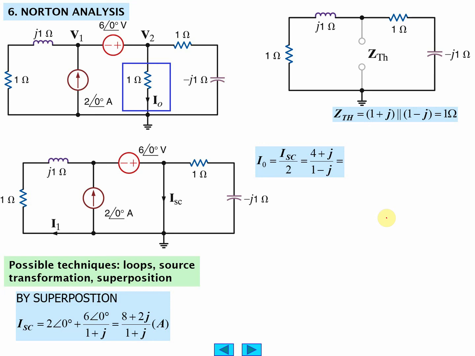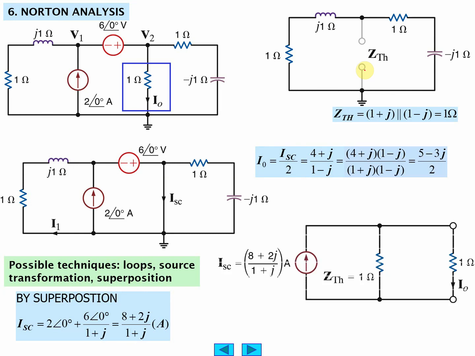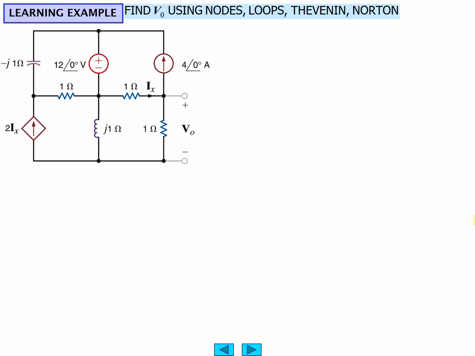Now that we've got the Thevenin's equivalent impedance, now we need to change the sources into current sources. And we can find I naught from there. Okay, again, it's just putting everything together. Notice we have a dependent source over here.